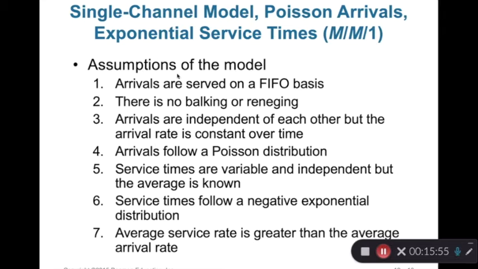So let's look at some assumptions for this model. Arrivals are served on a FIFO basis. There's no balking or reneging. Arrivals are independent of each other, but the arrival rate is constant over time. Arrivals follow a Poisson distribution. Service times are variable and independent, but the average is known. Service times follow a negative exponential distribution. Average service rate is greater than the average arrival rate. So these are assumptions. They are very important. I'd like you to understand them very well.